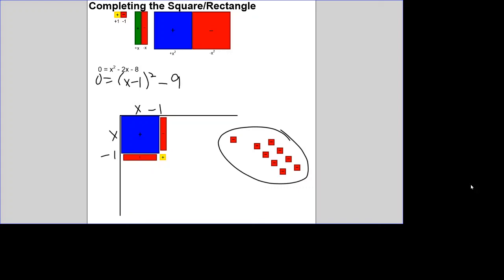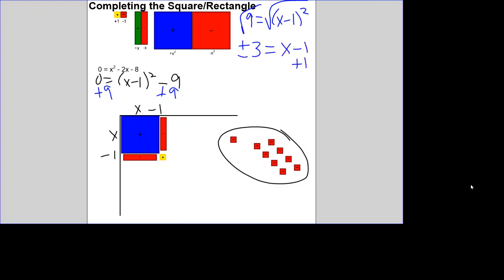Once you have done complete the square, this just turns into an inverse operation problem. You just have to do the inverse operations to solve for your x. So in this situation, we would add 9 to both sides first. So I end up with 9 equals x minus 1 squared. Our next step here is to just square root both sides. Remember, the square root of 9 is positive or negative 3, and that's equal to x minus 1.